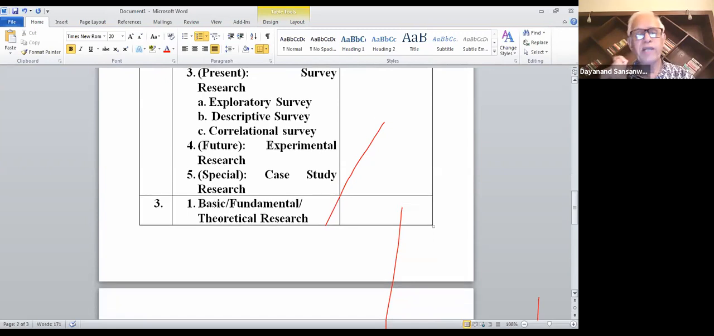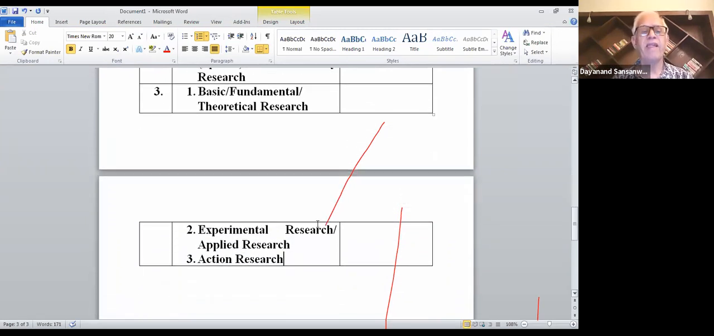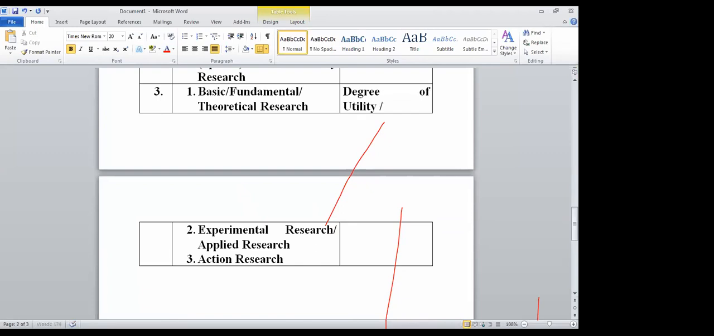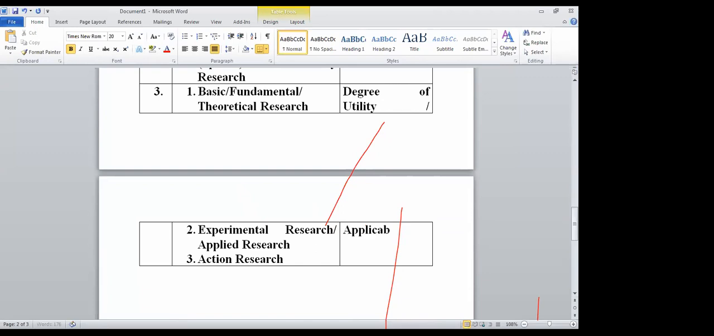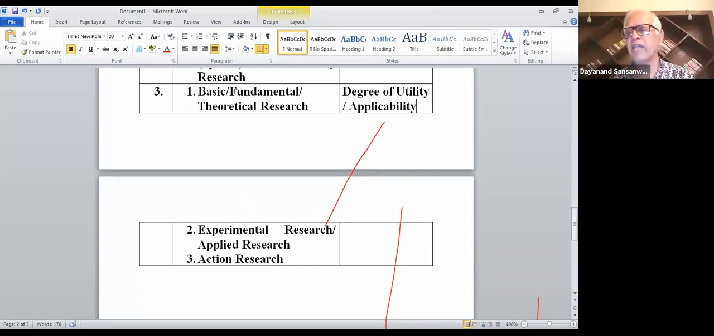So therefore, qualitative information you do have. And here, if you say fundamental or theoretical, it's all qualitative information. The experimental research or applied research is all quantitative. Action research is quantitative. And you can differentiate on the basis of degree of utility, or you can say degree of applicability. Therefore, this is one thing which I thought I should tell you.